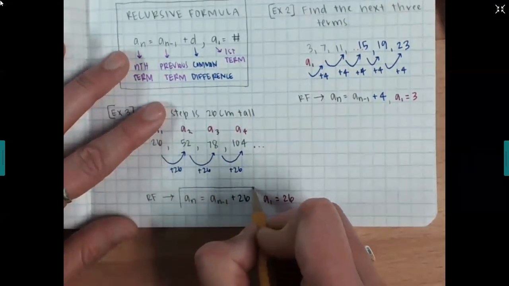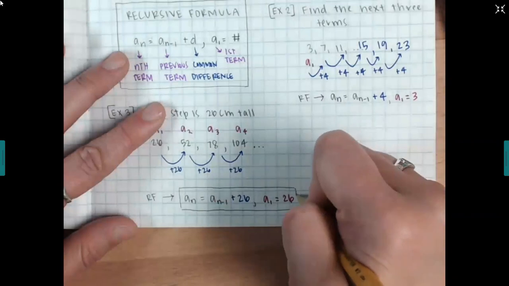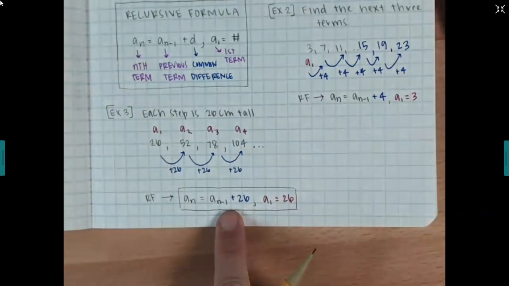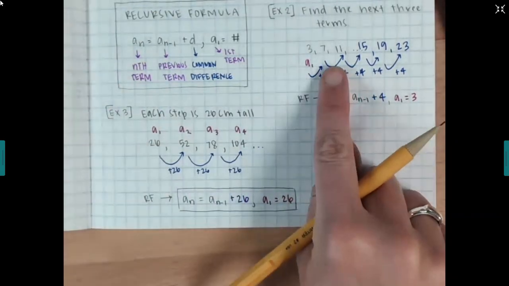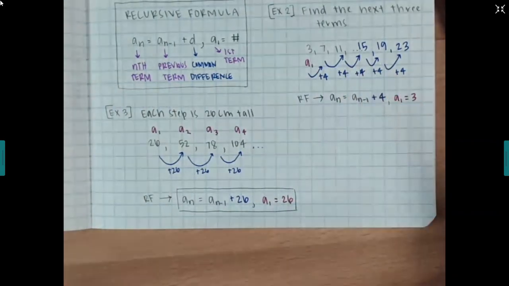And that would be my answer. So today on your homework, you're going to have to write recursive formulas for particular story problems or for particular sequences. And then sometimes they're going to give you sequences that say, find the next 3 terms, and you have to figure out what that common difference is and add that multiple times.